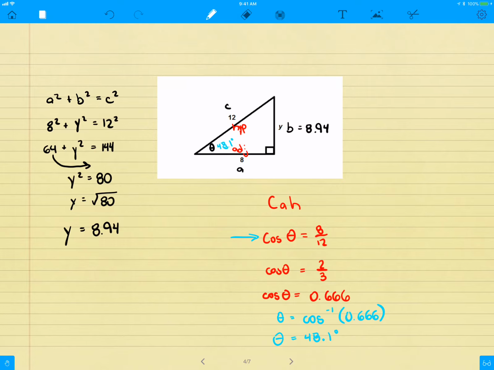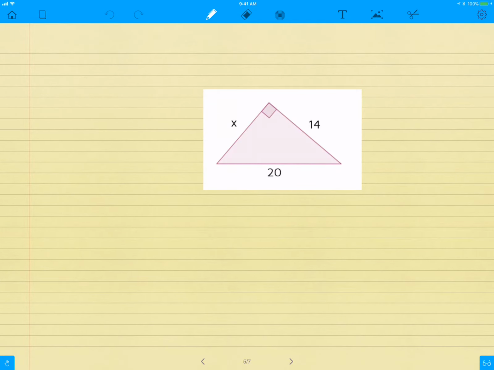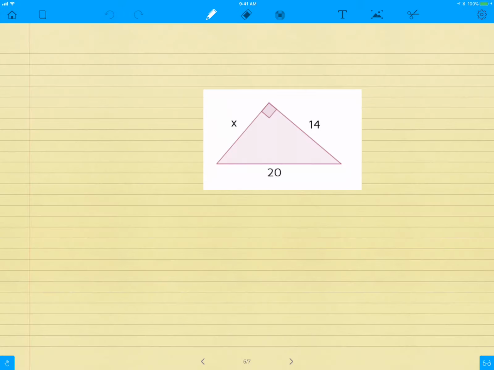Okay, let's do another one. So I have another picture here. On this particular problem, it's kind of the same thing as before. You could do the trig functions on this particular problem. Now on this one, this would be my A, this would be B, and again, I don't care which one's A or B because they're just the two legs, and this would be C. So if you're setting up A squared plus B squared equals C squared, it would be X squared plus 14 squared equals 20 squared, and you could solve.